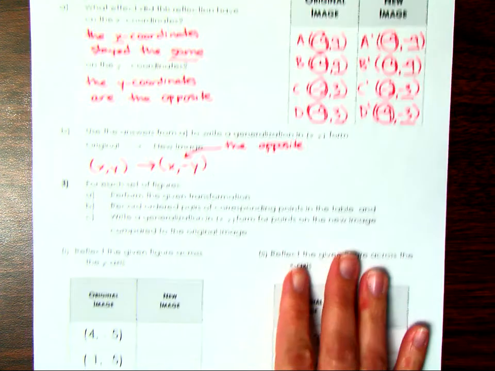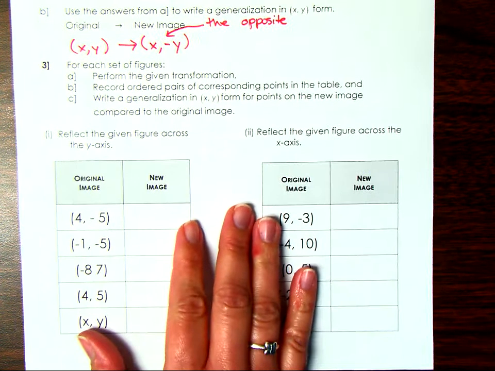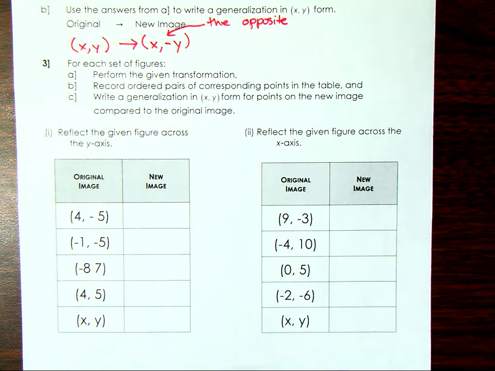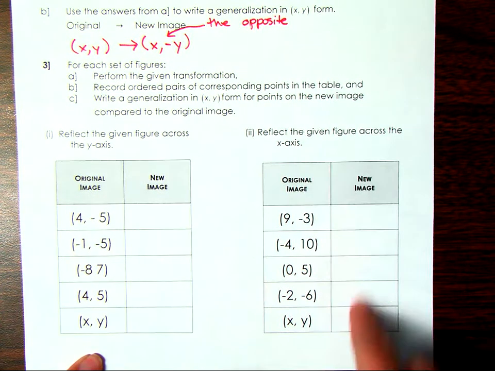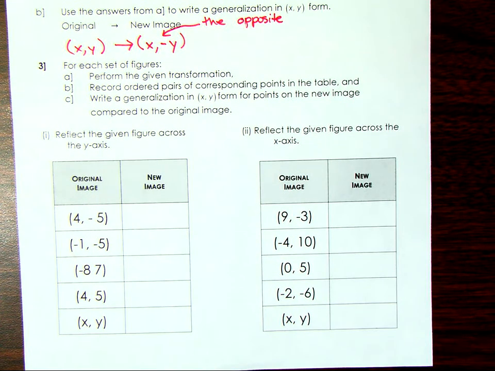Okay? So what you're going to do on these two, and then you can check in with your teacher, make sure you get them right. It says perform the given transformation, record ordered pairs of corresponding points in the table, and then write the generalization and the rule for the points on the new image and compare to the original. So I'm actually going to help you with the rule, and then I want you guys to fill these tables out and see what you can get, okay?